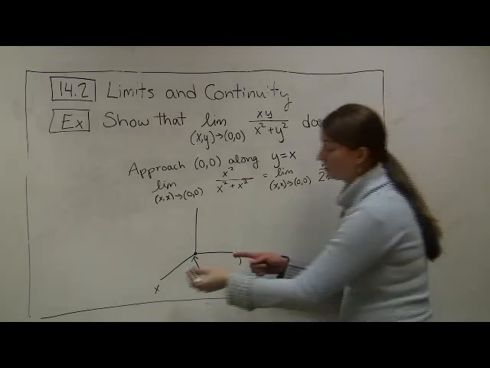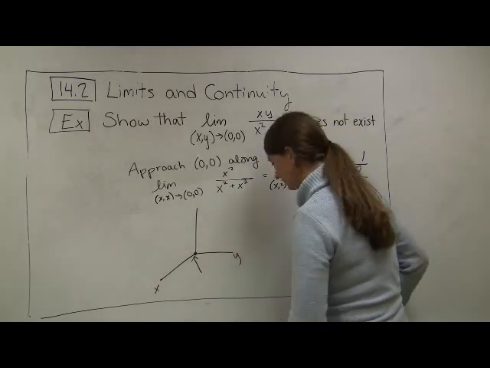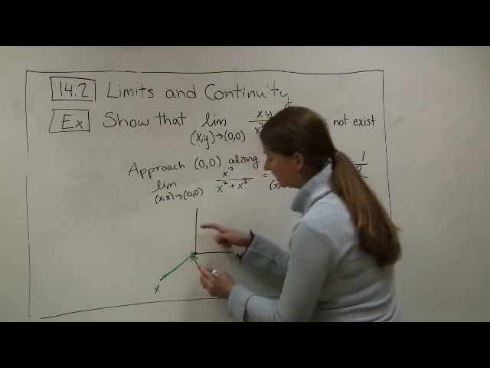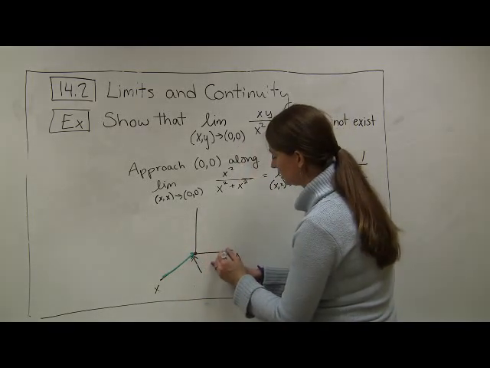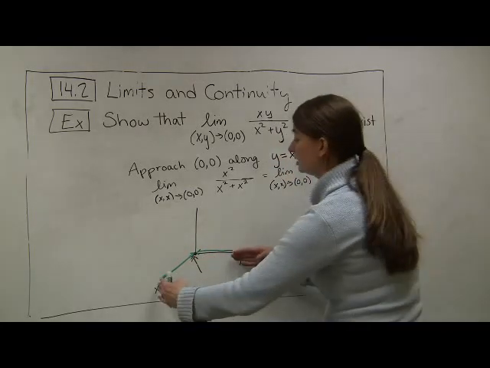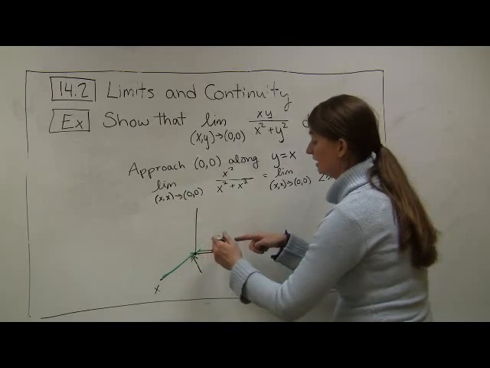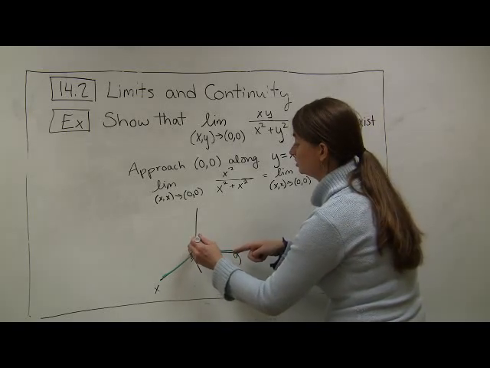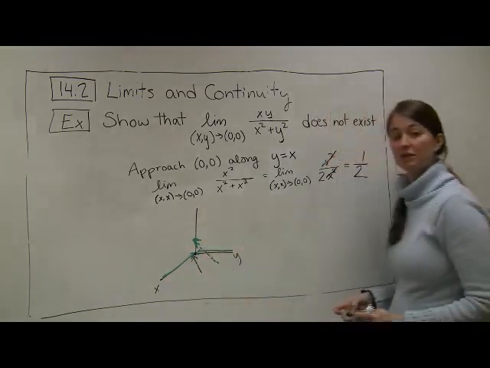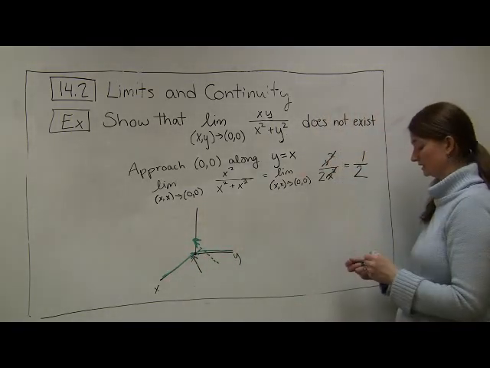So we found that as we approach along, I'll use a different color, as I approach along the line x equals 0, I'm getting the z value of 0. As we approach along y equals 0, I'm getting the z value of 0. But as I approach along the line y equals x, I'm going to be zooming in on z equals 1/2. So we have different limits along different paths, and it means that this limit doesn't exist.